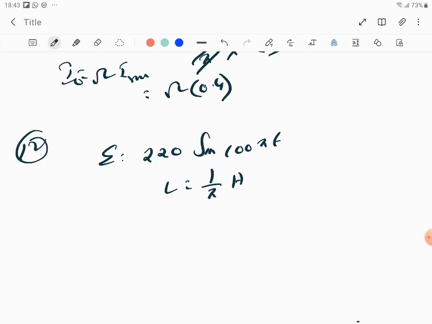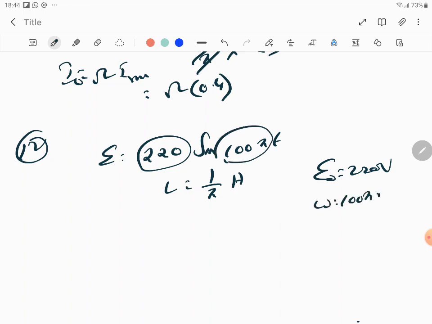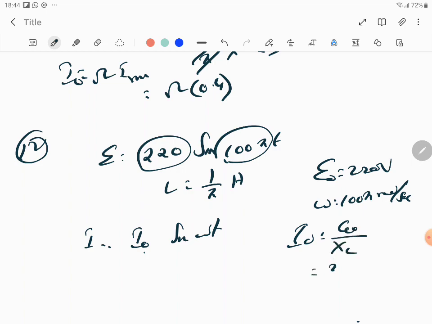So what has been given? You know what E naught is from this. E naught itself is 220 volts. You know omega from this is 100 pi. Omega itself is 100 pi radians per second. And what are they asking? Instantaneous current. Instantaneous current is I equal to I naught sin omega t. And you know I naught is E naught by XL. Correct? So 220 by XL, where XL is L omega, 1 by pi into omega, which is 100 pi.